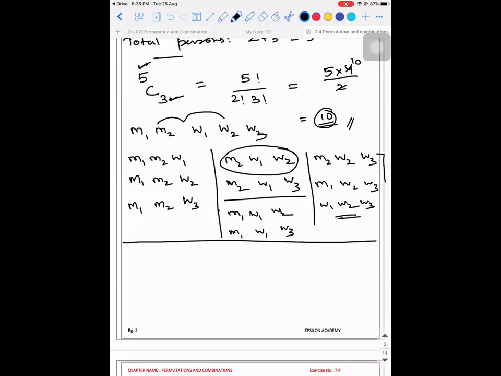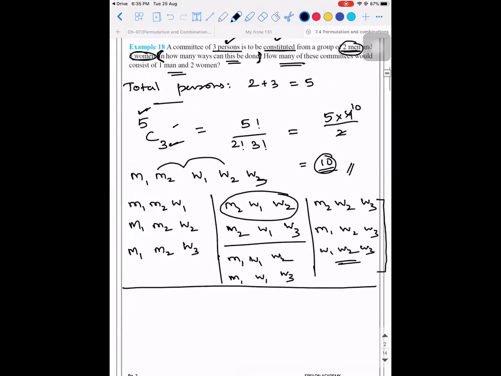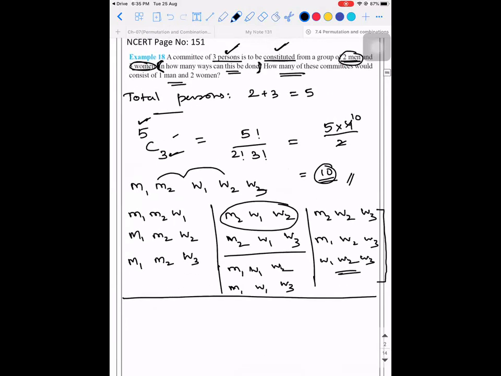So instead of sitting and writing this whole process, we have a formula. I hope you're able to understand what this combination means. Right. Now they're imposing a condition. How many of these committees would consist of one man and 2 women? So out of all these committees, this is one committee, this is one committee. These are all the different combinations that are possible. What is the condition they're imposing? They want only 1 man and 2 women. So how many such are there? 6, sir.